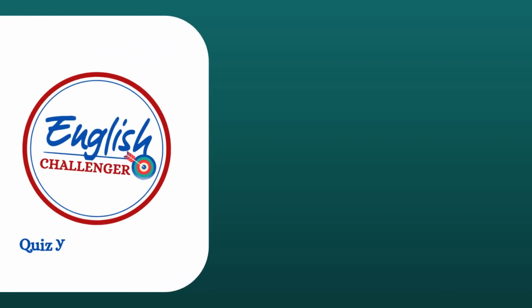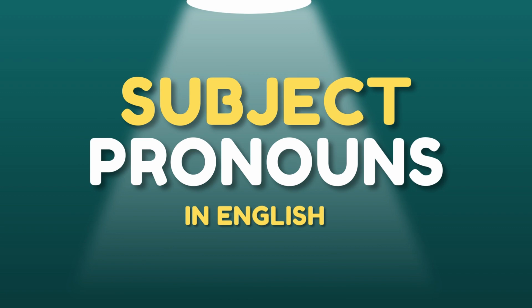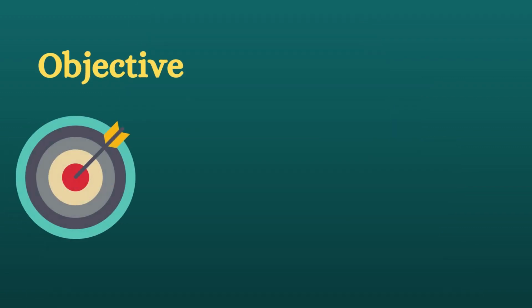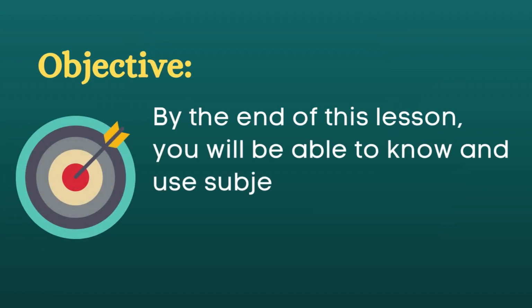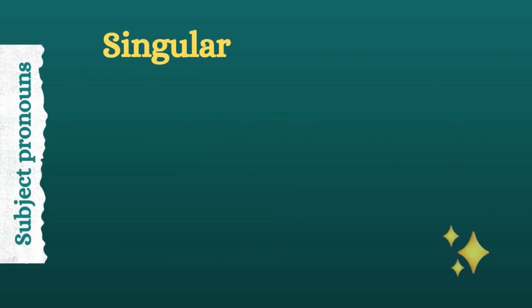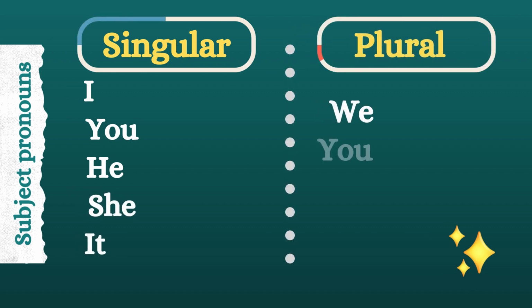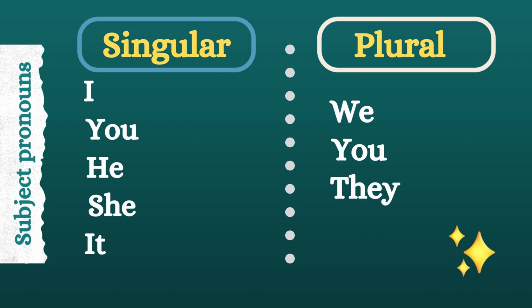Hello everybody. Today we will learn about subject pronouns in English. By the end of this lesson, you will be able to know and use subject pronouns correctly in simple sentences. Singular pronouns are I, you, he, she, it. Plural pronouns are we, you, they.